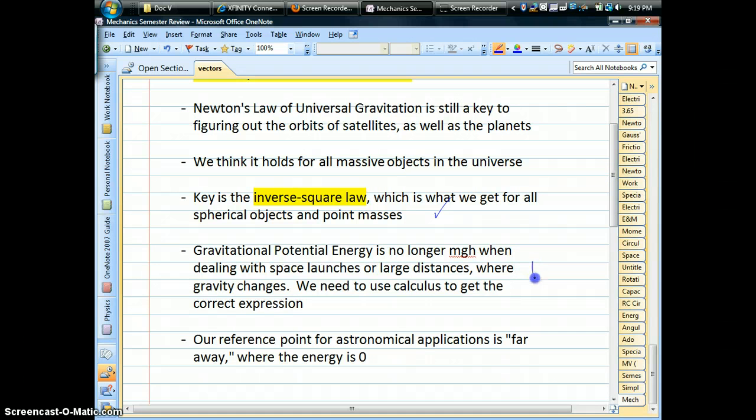We're used to seeing, for potential energy with gravity and a lot of everyday problems, mgh. Works beautifully if you're talking about just dropping things, roller coasters, things like this, where the height is very small compared to the size of the Earth. But for space launches and orbits and satellites and planets, we need something better because gravity changes. The mg part of mgh isn't constant, and so we have to figure out, using calculus, how to do it right.